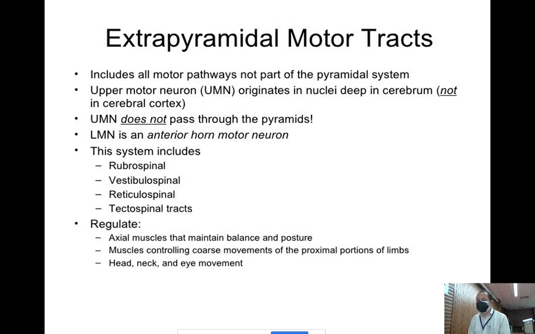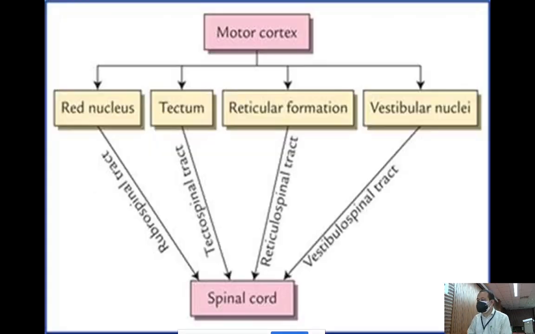Again, these are movements involved in the maintenance of posture and equilibrium. Then head, neck, and eye movement: these tracts regulate all the movements of the head, neck, and eye, and the head position in space during angular motion or linear motion, controlled by these different tracts. Okay, the extrapyramidal motor tracts.